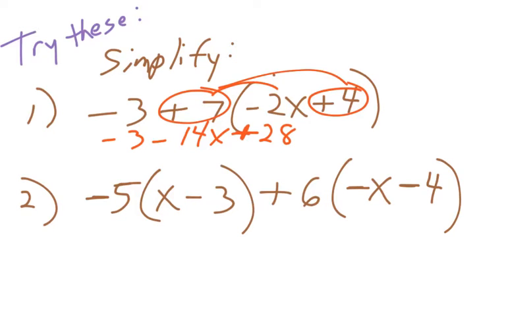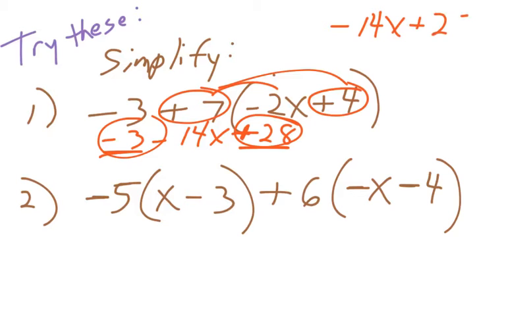And now, after we distribute, we combine like terms. -3 plus a positive 28. That will be a positive 25. So final answer I'm going to do up here to save some space. -14x. These two combine to be a positive 25.